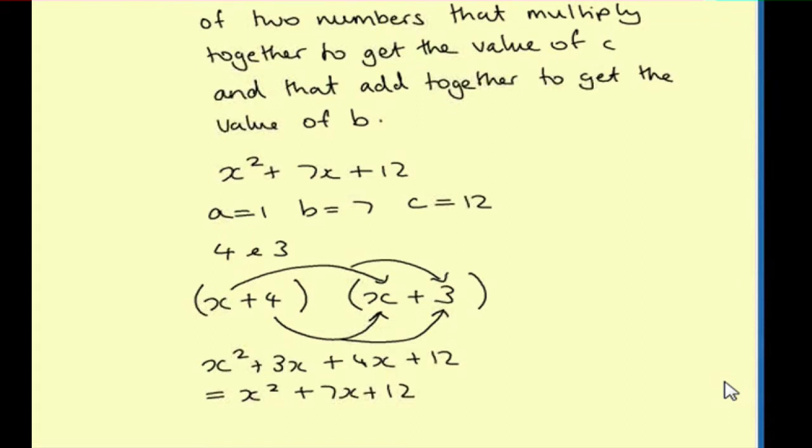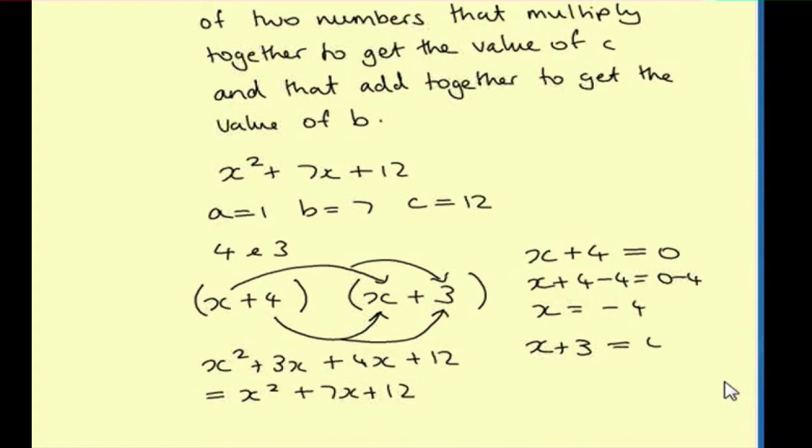Now to actually solve the quadratic, we take each factor in turn and equate it to 0. So let's have a look at how we would do that. So let's take the first factor, x plus 4, make that equal to 0, and then just simply solve it like a normal linear equation. So we take 4 from both sides, so x is equal to minus 4, and then take the other bracket, which is x plus 3, make it equal to 0, and then take 3 from both sides. So we have our two solutions then. X is equal to minus 4, or it equals minus 3.